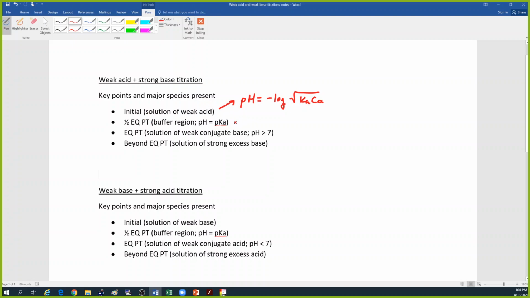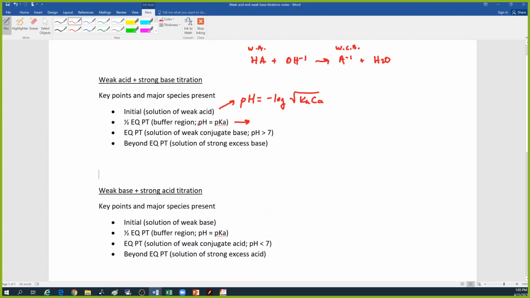At the half equivalence point, we have effectively a buffer, because what's happened is half the weak acid molecules have been converted to weak base molecules. In other words, here's the essential reaction we're doing. This is the neutralization in the titration. At the beginning, all we have are weak acid molecules. But after we've neutralized half of them, we still have half remaining, but we've also created the weak conjugate base in the same solution. And so we have a buffer.